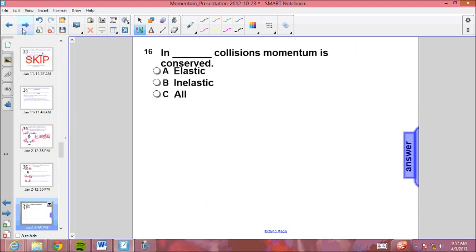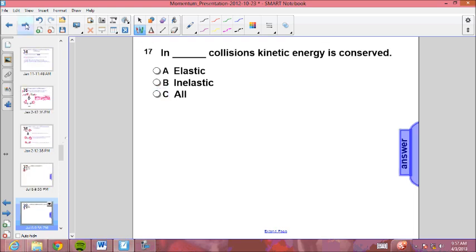Just to review, in blank collisions, momentum is conserved. As we said, in all collisions, momentum's conserved. In blank collisions, kinetic energy is conserved. If you remember what we just discussed, energy is conserved in elastic collisions. And you can remember that: it starts with E. Energy, elastic. It's conserved.